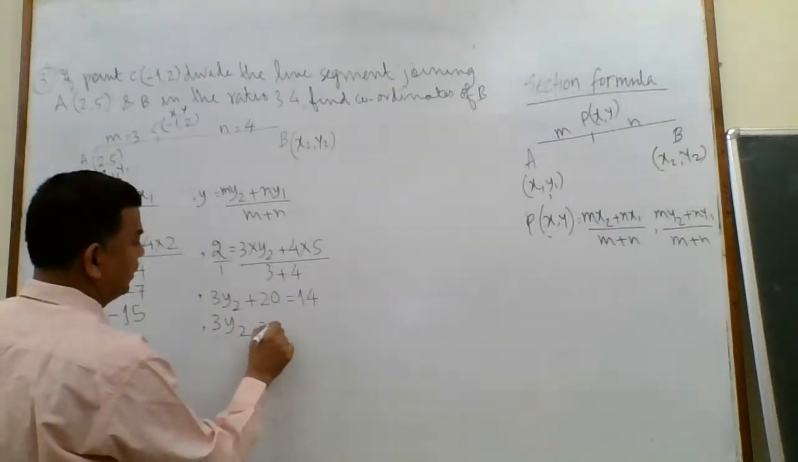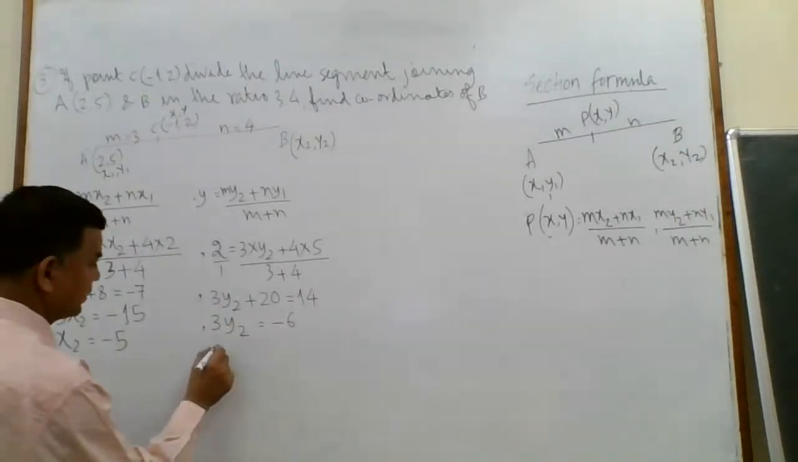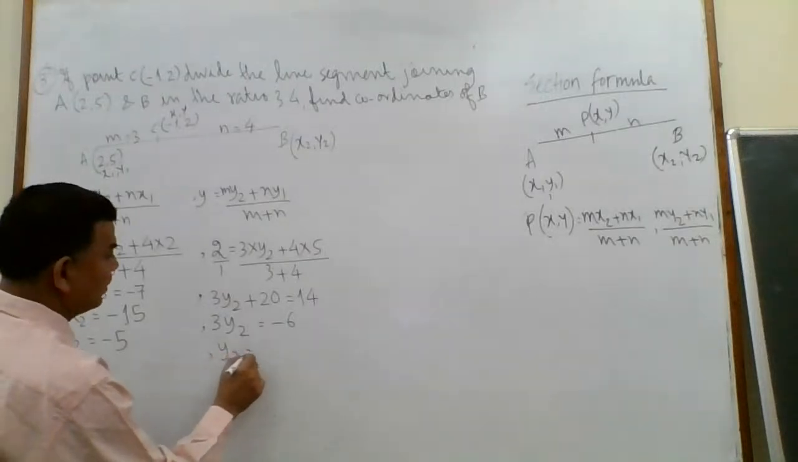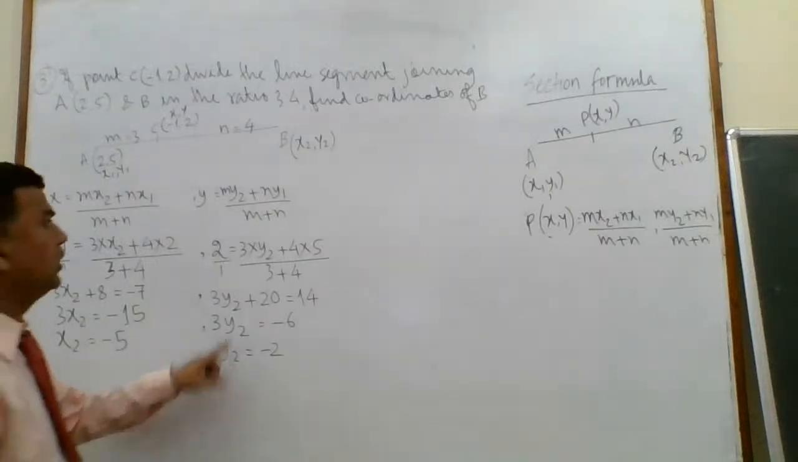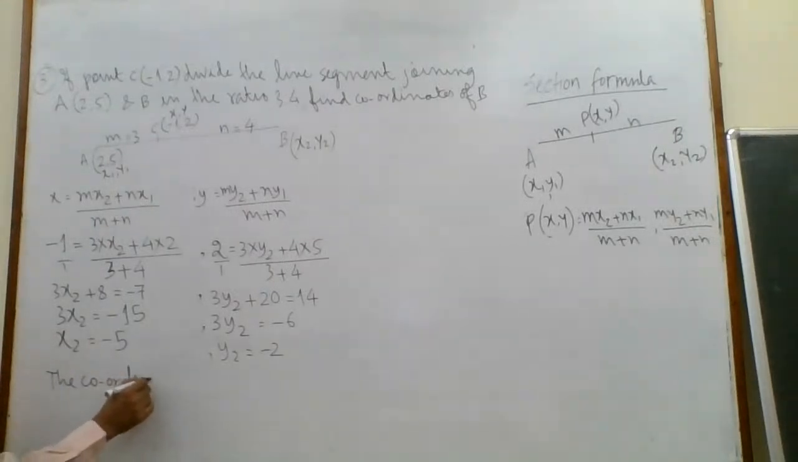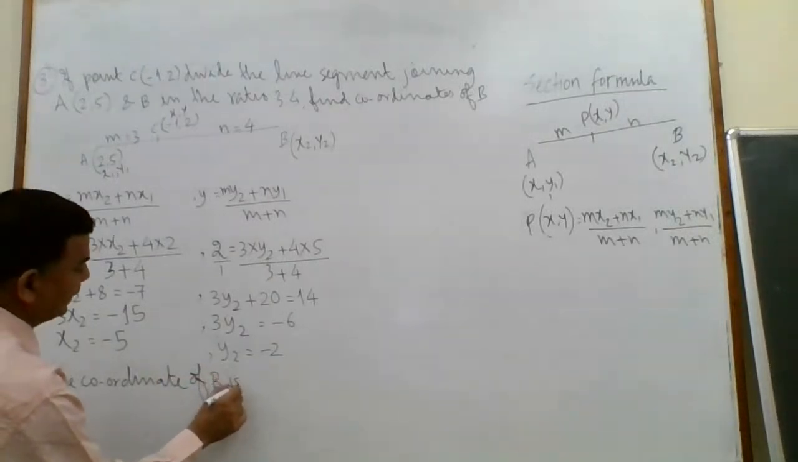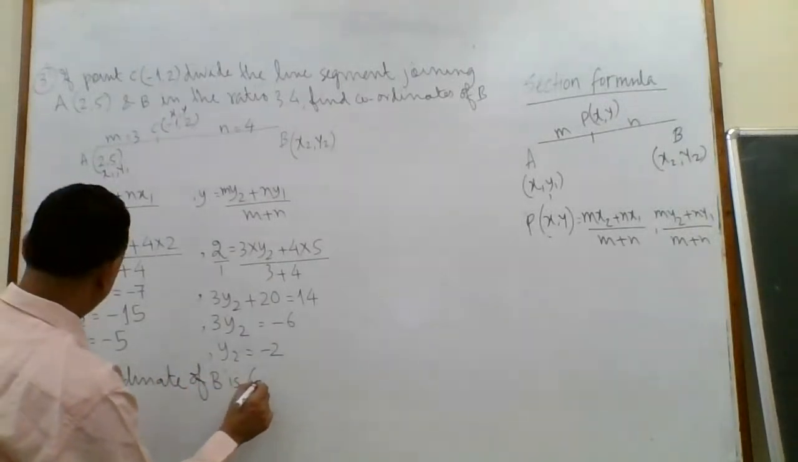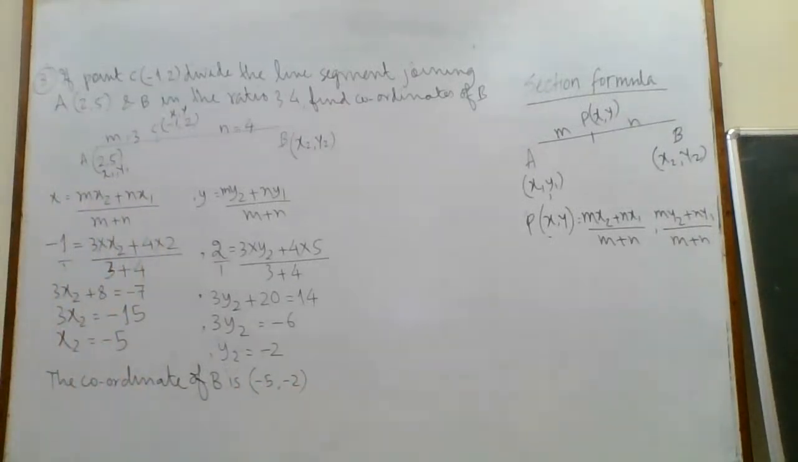20 will go there. It is plus, will become minus, and 14 minus 20 is minus 6. What is y2 therefore? Minus 6 by 3, that is minus 2. x2 and y2 are found, that means now we can say at last, therefore, the coordinate of B is x2, that is minus 5, and y2, that is minus 2.